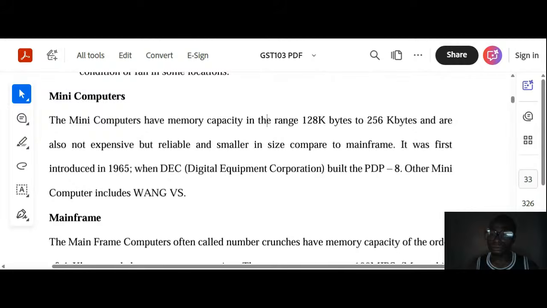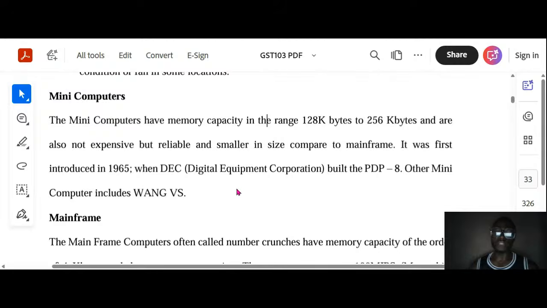So let's answer the two questions we have there. All right, so guys, the mini computers, that is the memory range. They are not expensive, but reliable and smaller in size compared to mainframe. Mini computers are larger in size than the microcomputers, but they are not as big as the mainframe.